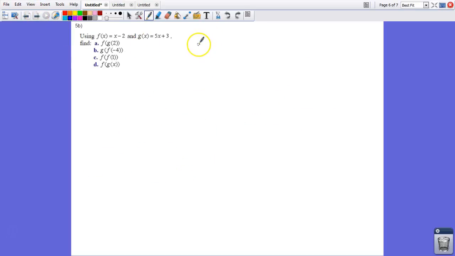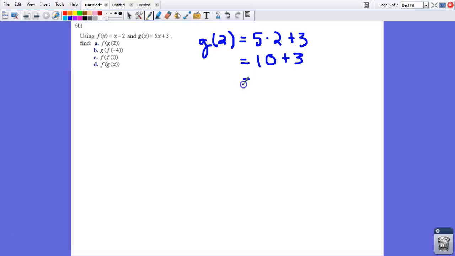5b, find f of g of 2. So first of all, I put g of 2 equals, instead of 5 times x, I have 5 times 2 plus 3. Order of operations means I multiply first. 5 times 2 is 10. My final answer is 13.